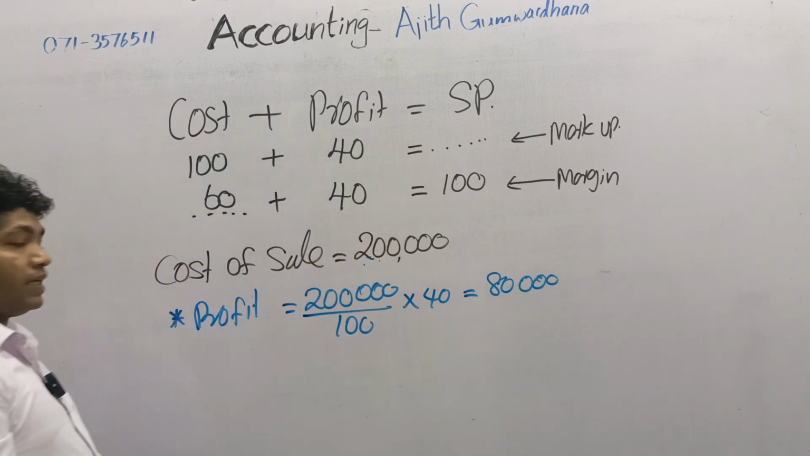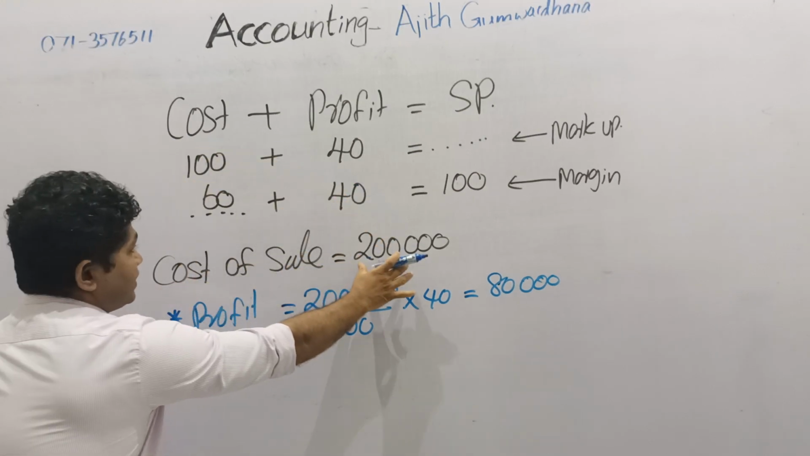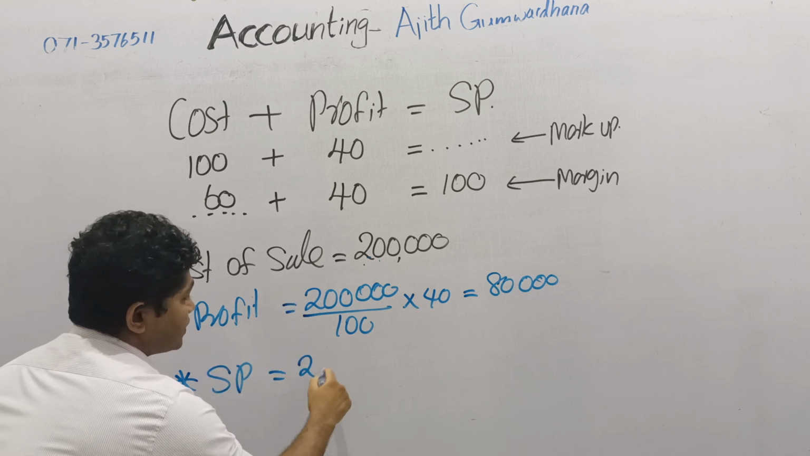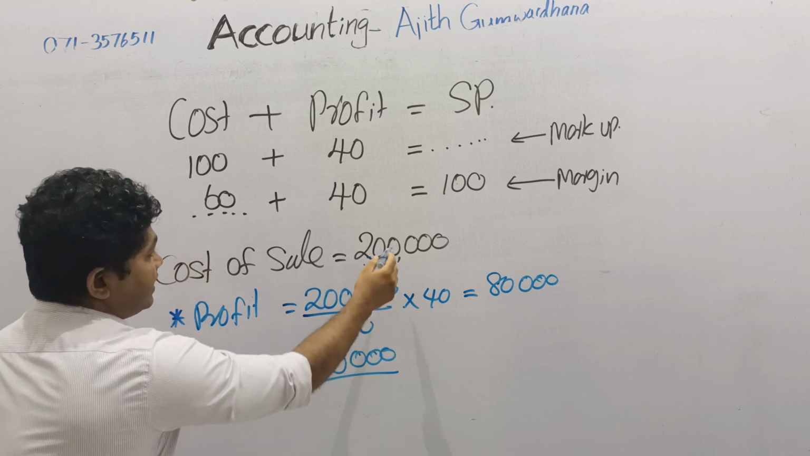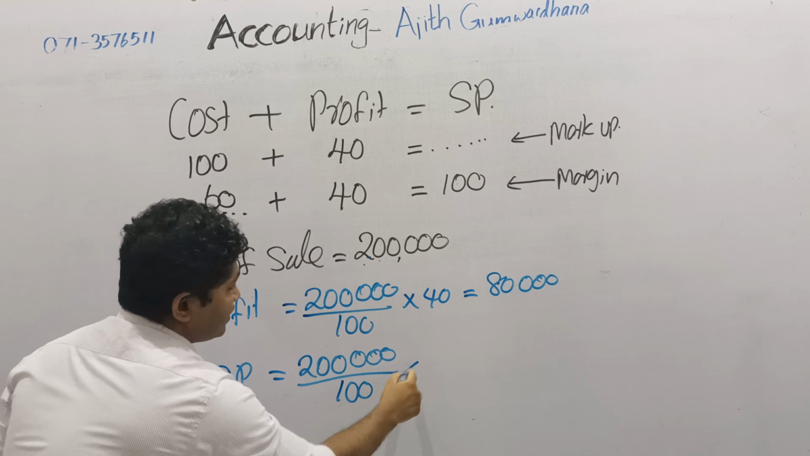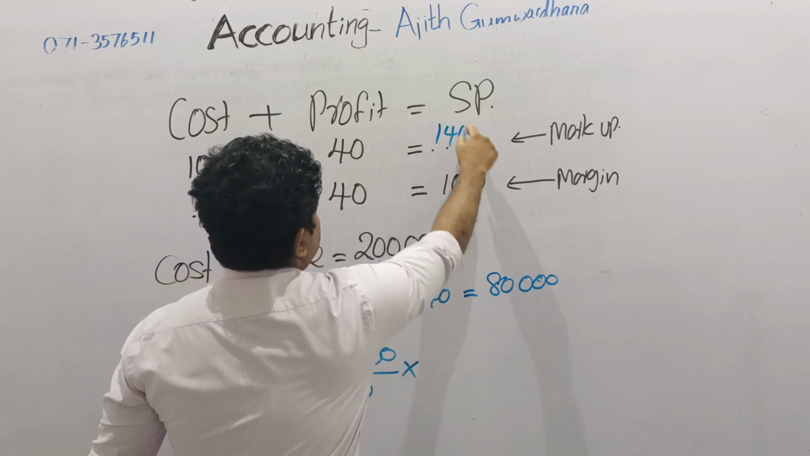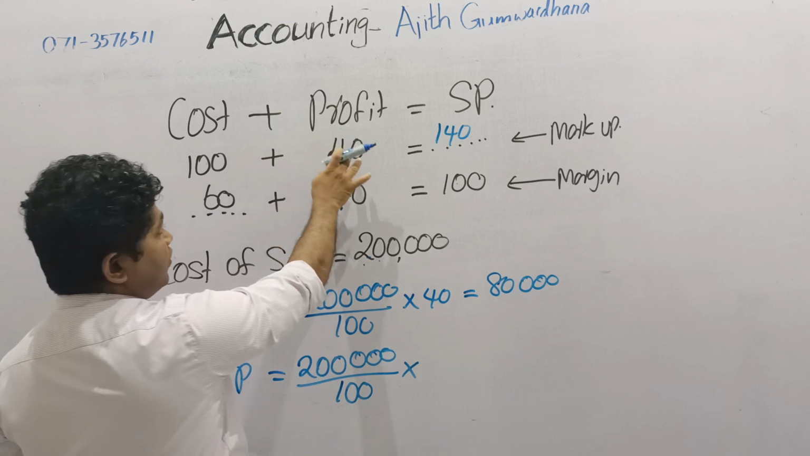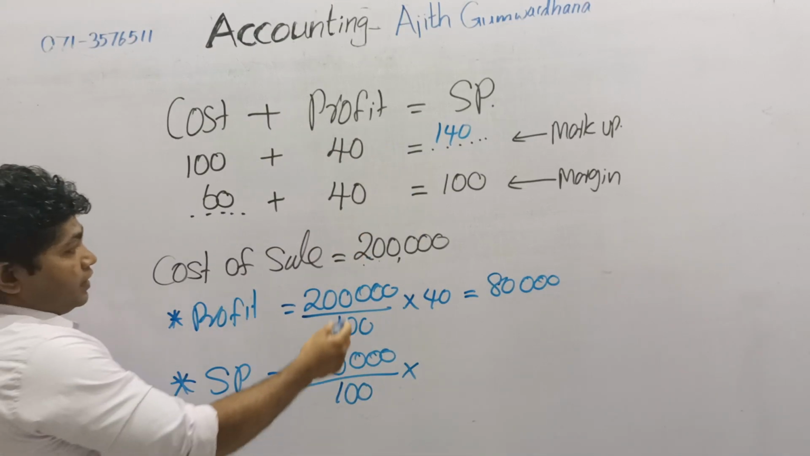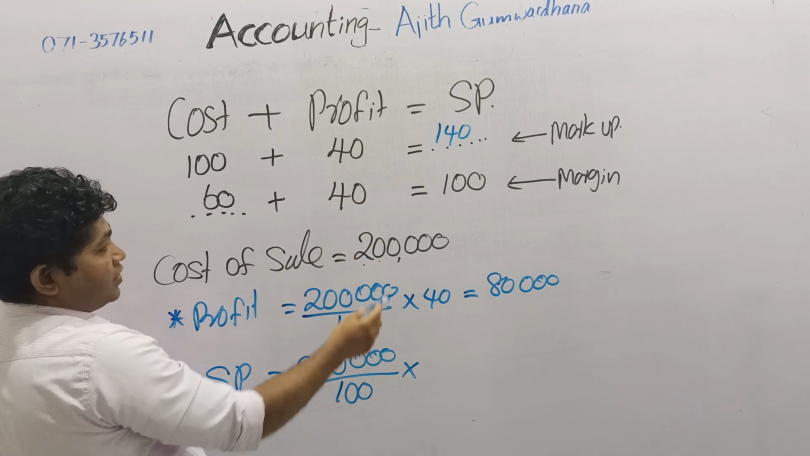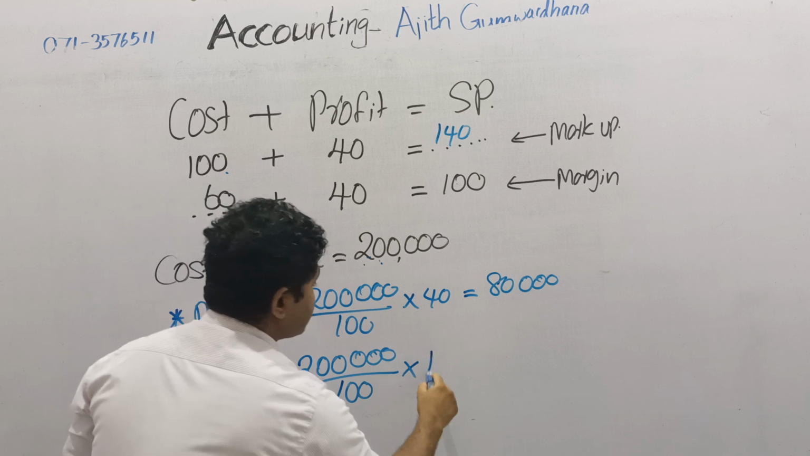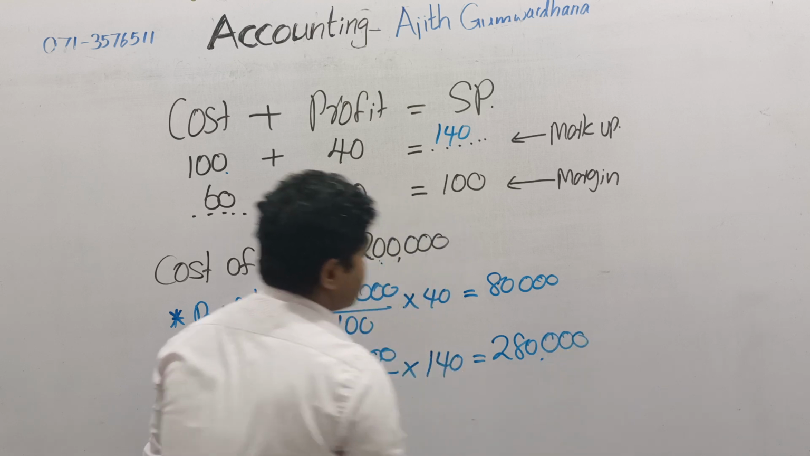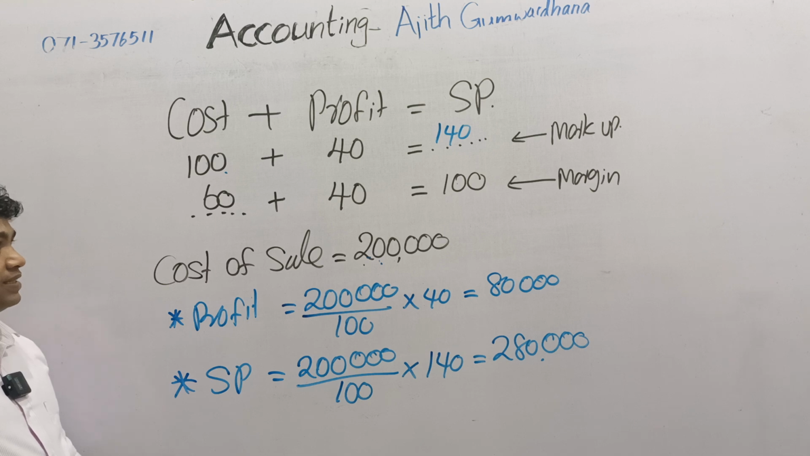Think how to apply profit markup and profit margin. Think cost value equals 1000. Selling price also can be calculated. In this example, cost value is 100. Therefore, divide by 100 into 140. Profit markup, profit decided based on cost value. Therefore, think cost value 100, profit 40, selling price 140. Cost value is given, therefore selling price can be calculated: cost value divided by 100 into 140. Here it will equal 208,000. Think, given cost of sales, how to calculate profit and selling price.